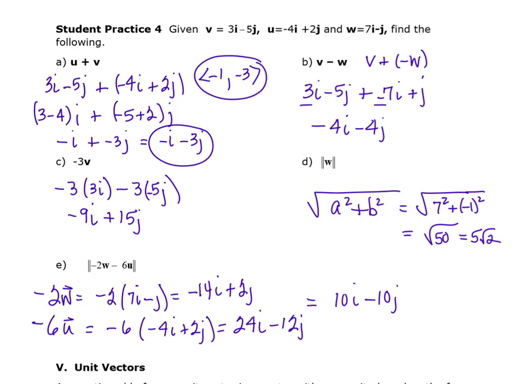Now what I have to do is take the magnitude of that, which is going to be the square root of 10 squared plus negative 10 squared, which would be the square root of 200, or 10 square roots of 2.